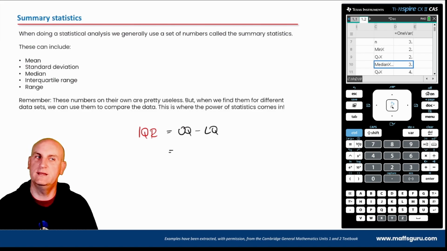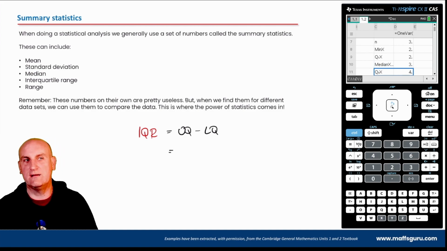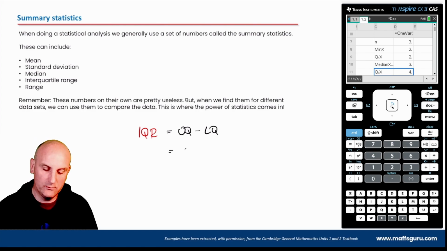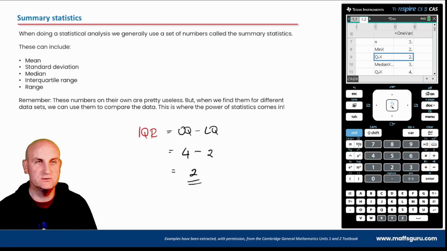No, but it does actually say this Q3X. That's actually your calculator saying, hey, that's your upper quartile. So my upper quartile actually there would be 4. My lower quartile is this Q1X, which is 2. And so my interquartile range there will be equal to 2.